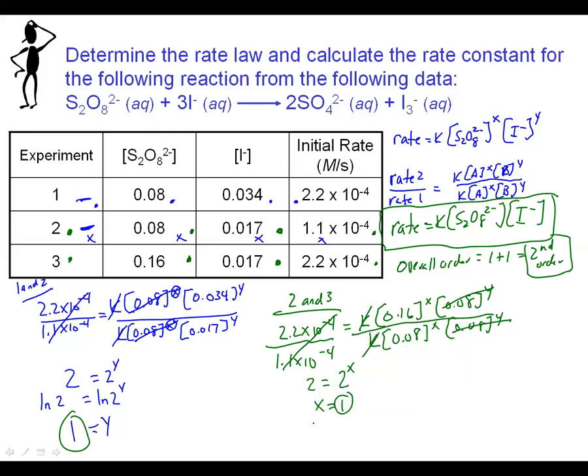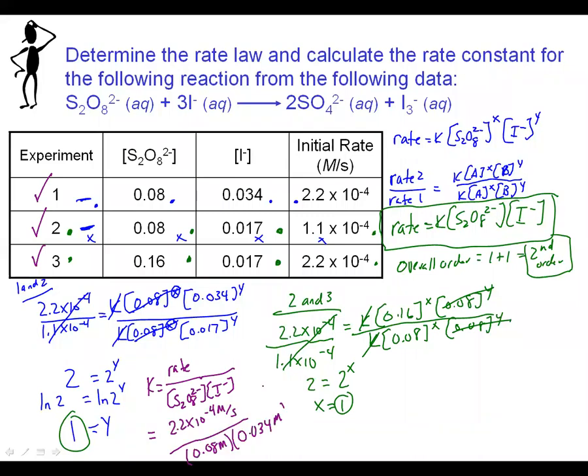If we do that, we would rearrange the rate law and we would see that K equals the rate divided by S2O8 2 minus times I minus. And again here at this point, you could choose all the information for experiment 1, you could choose all the information for experiment 2, or you could choose all the information for experiment 3 and put them in there. So I'll just go for experiment 1. So that's going to give me 2.2 times 10 to the minus 4 molar seconds divided by 0.08 molar times 0.034 molar.